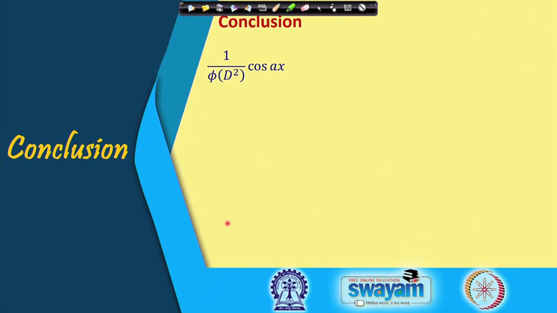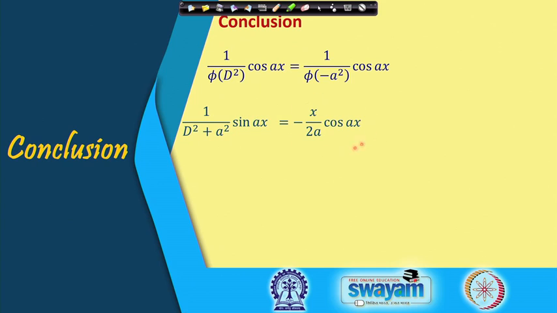Coming to the conclusion now. So, we have learned several direct formulas. One was 1 over phi(D square) on cos ax, where the rule says that D square will be replaced by minus a square, and 1 over D square plus a square on sin ax, when we cannot do that because replacing D square by minus a square makes it 0. The formula was that this result is minus x over 2a cos ax. Same thing we have for the cos ax, and in this case this will be x over 2a sin ax.